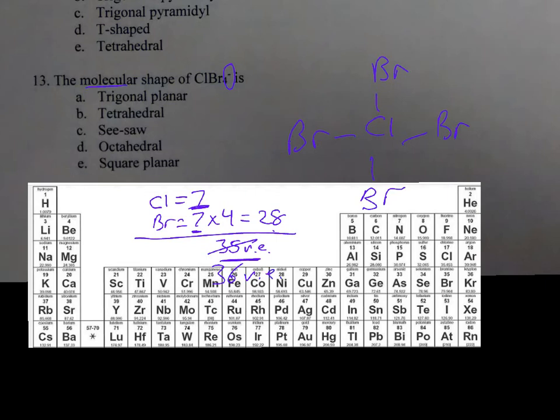Let's put our electrons in the atom. All right, so I've put my electrons around all the bromines, and I've used 8 on each bromine. So 8 times 4 is 32. That leaves me with some electrons left. There's 33 and 34, 35 and 36. So it looks like that.